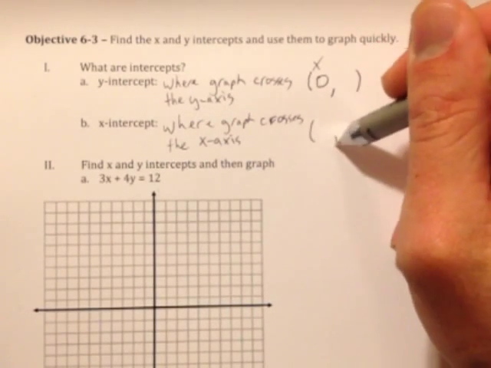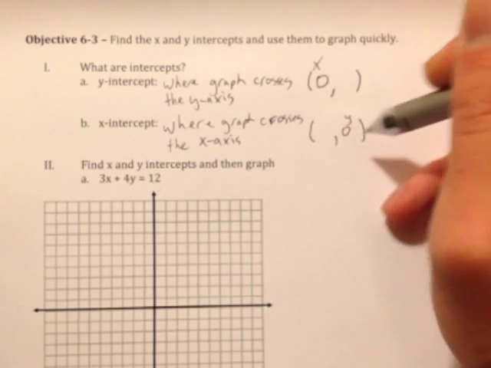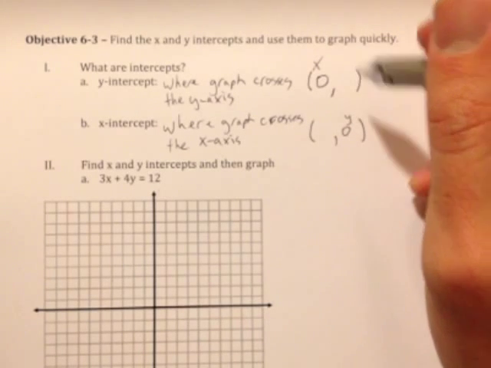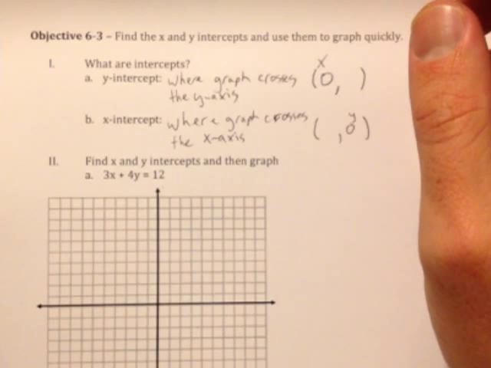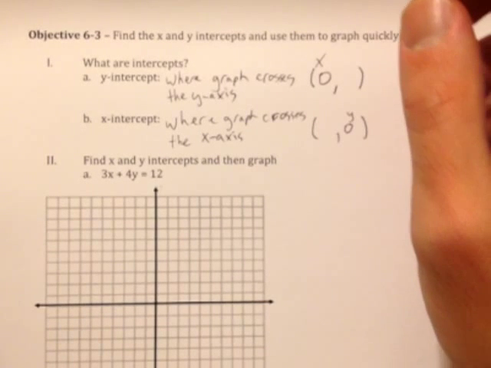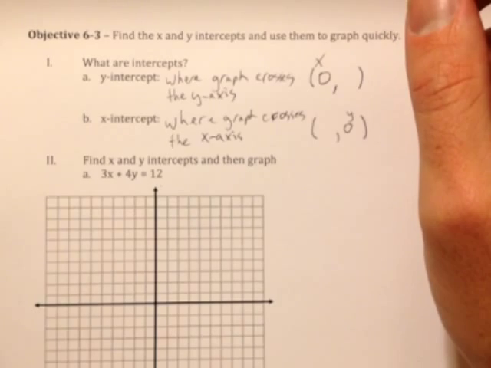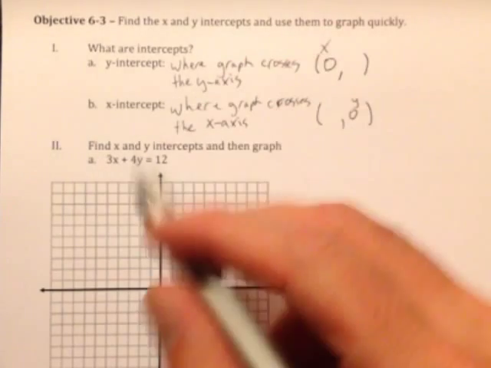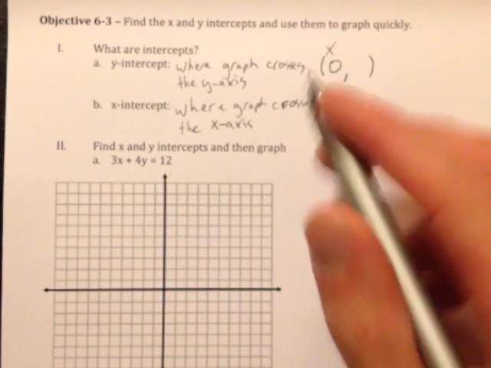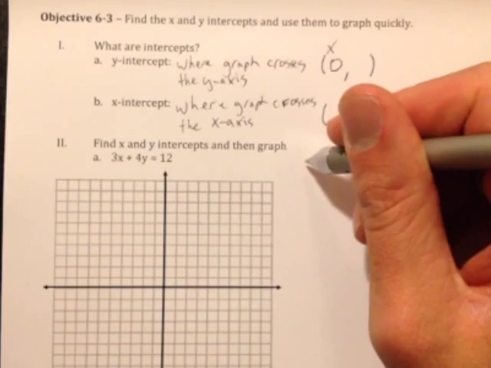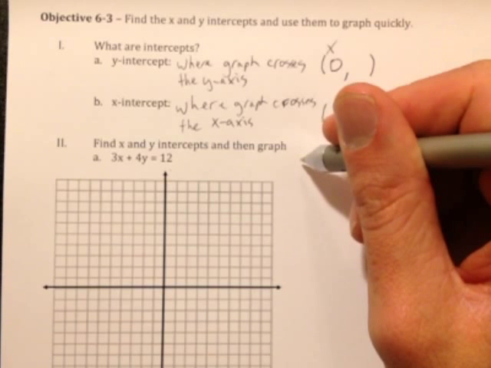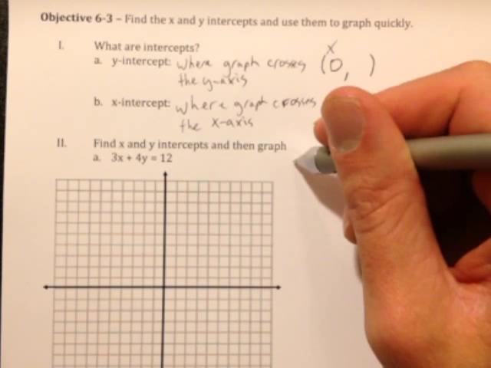For x-intercepts, it's the same thing, except the y value is 0. That's going to be true for all of them. So to find x and y-intercepts, all you're doing is plugging 0 in for one of the values and solving for the other. So here's an easy thing. 3x plus 4y equals 12. This one lends itself great to finding x and y-intercepts because they're going to be nice whole numbers.